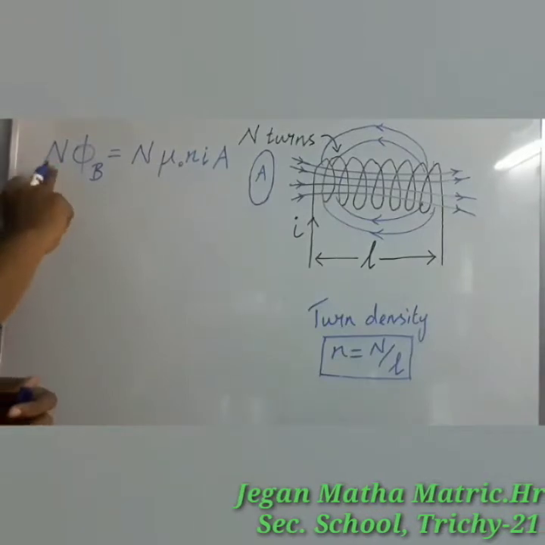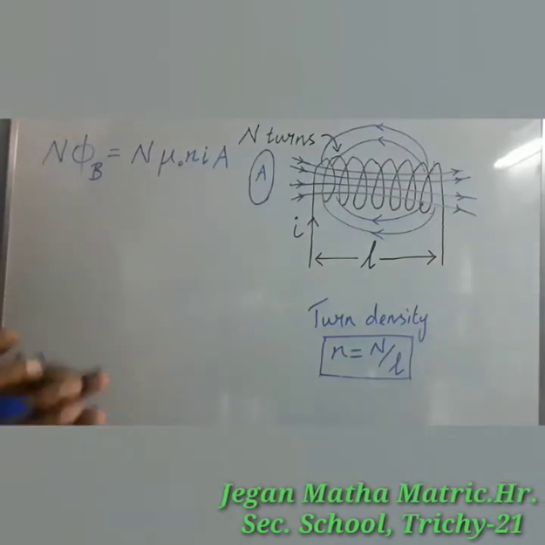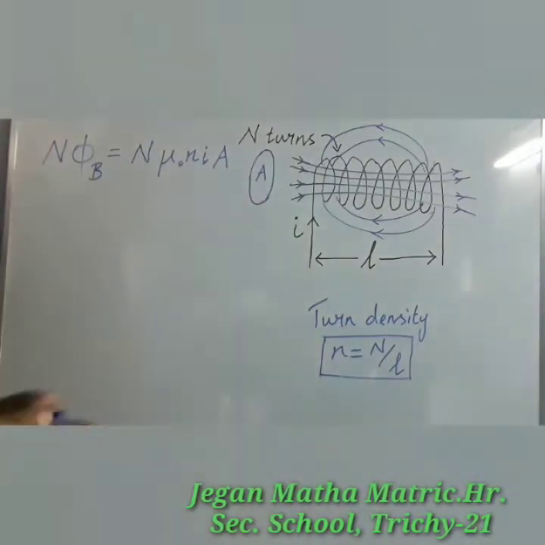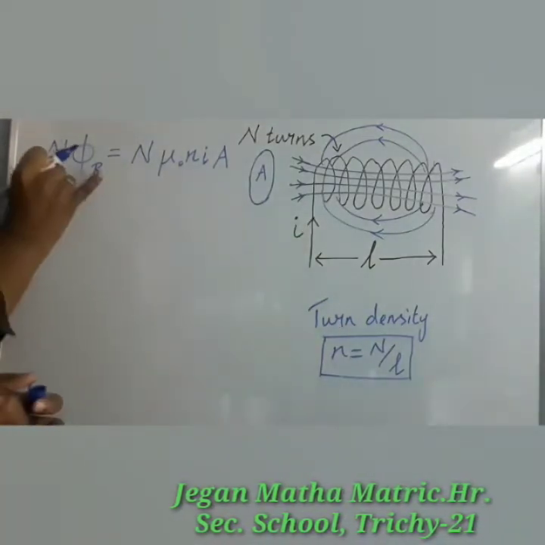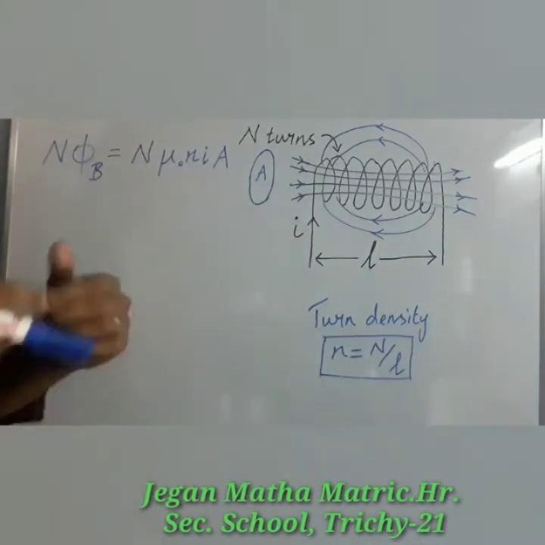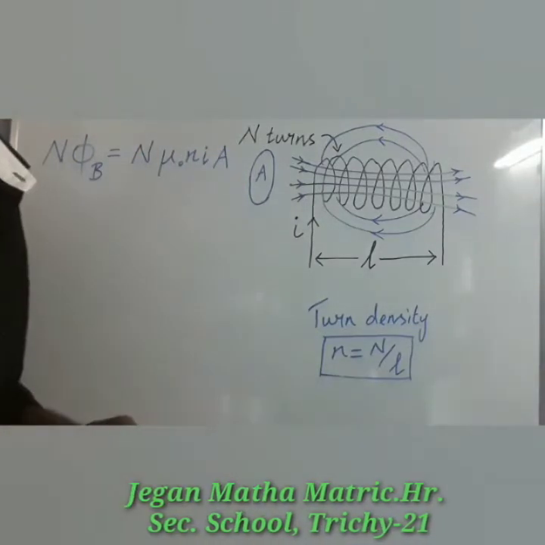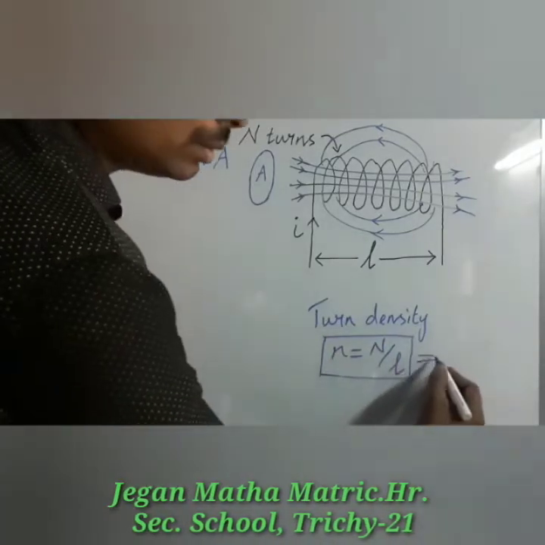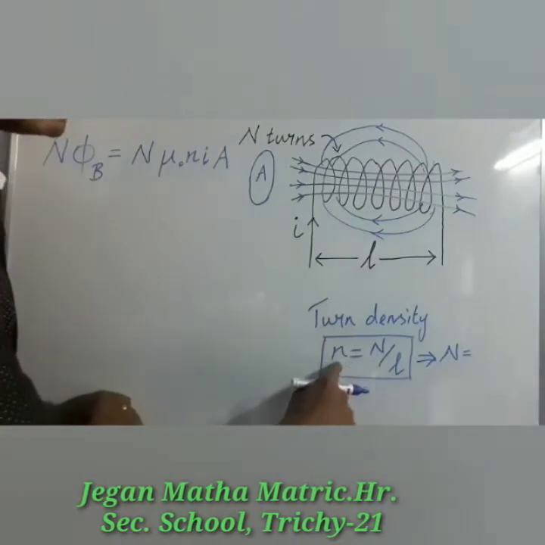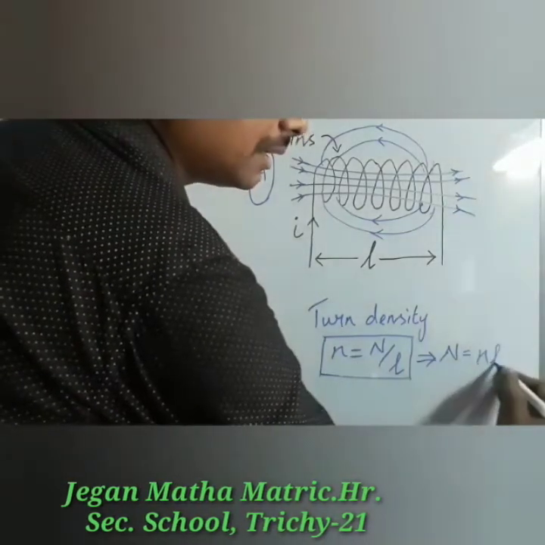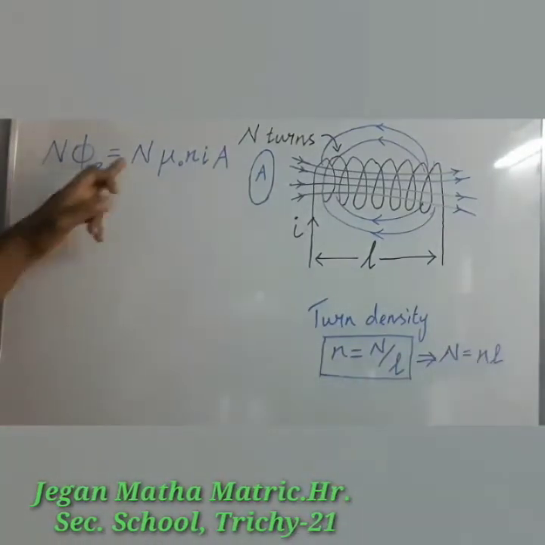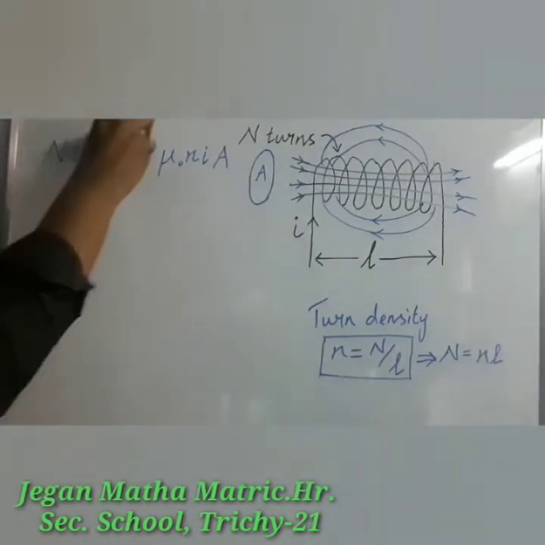So the number of turns into magnetic flux is nothing but the flux linkage. In the topic self-inductance we have learned about the flux linkage. So on the left hand side the flux linkage is there, and on the right hand side I multiply by N. This N can be written, from this expression, as the product of the turn density and the length, n l. So instead of capital N I am going to write this product. So here I can substitute n into l.